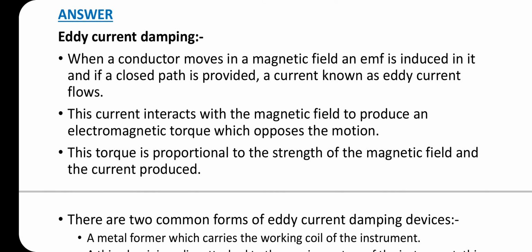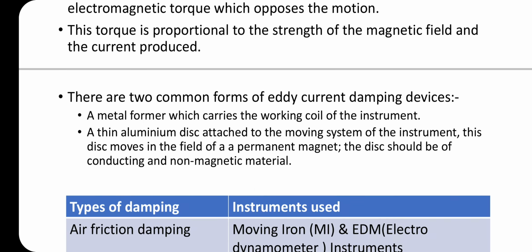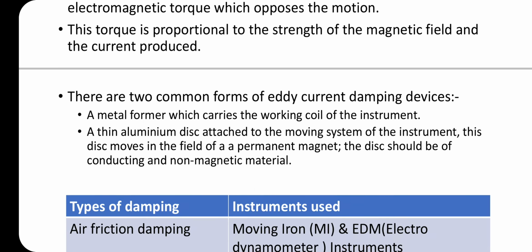Eddy current damping. When a conductor moves in a magnetic field, an EMF is induced in it. And if a closed path is provided, a current known as eddy current flows. This current interacts with the magnetic field to produce an electromagnetic torque which opposes the motion. This torque is proportional to the strength of the magnetic field and the current produced. There are two common forms of eddy current damping devices. First one, a metal former which carries the working coil of the instrument. Second, a thin aluminium disc attached to the moving system of the instrument. This disc moves in the field of a permanent magnet. The disc should be of conducting and non-magnetic material.